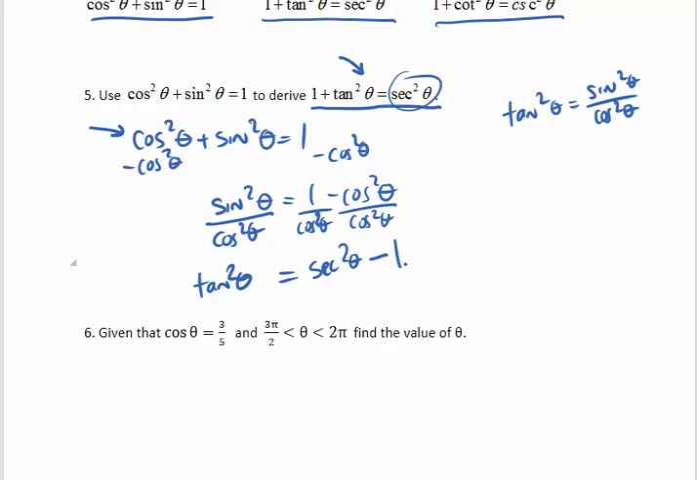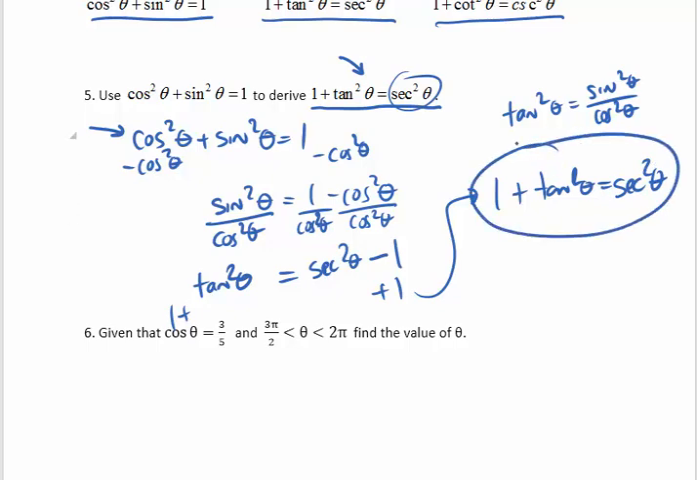It looks like what I did here is I first subtracted cosine squared from both sides. That's a valid algebra property. Now I divided both sides by cosine squared. And the last thing I'm going to do here is add 1 to both sides. That's valid. Let's come over here. Then I'd have 1 plus tangent squared theta is equal to secant squared theta. And so there I've shown it.